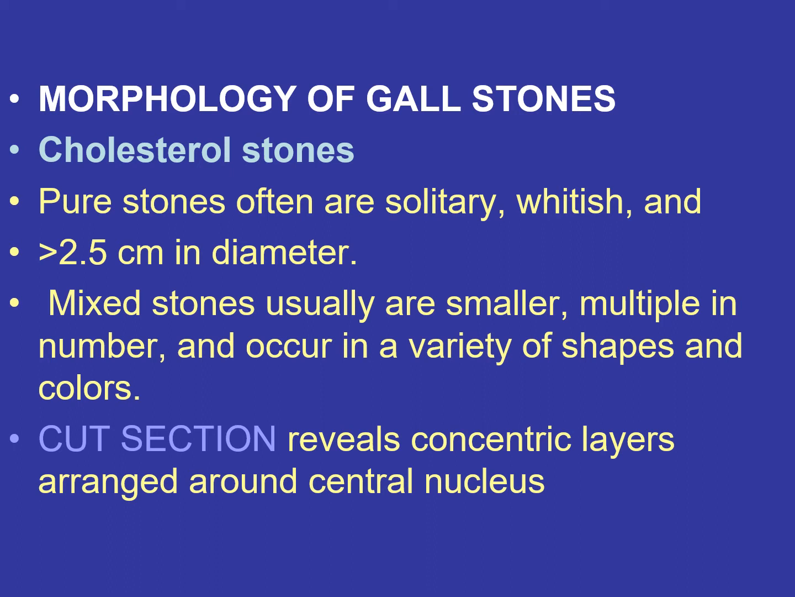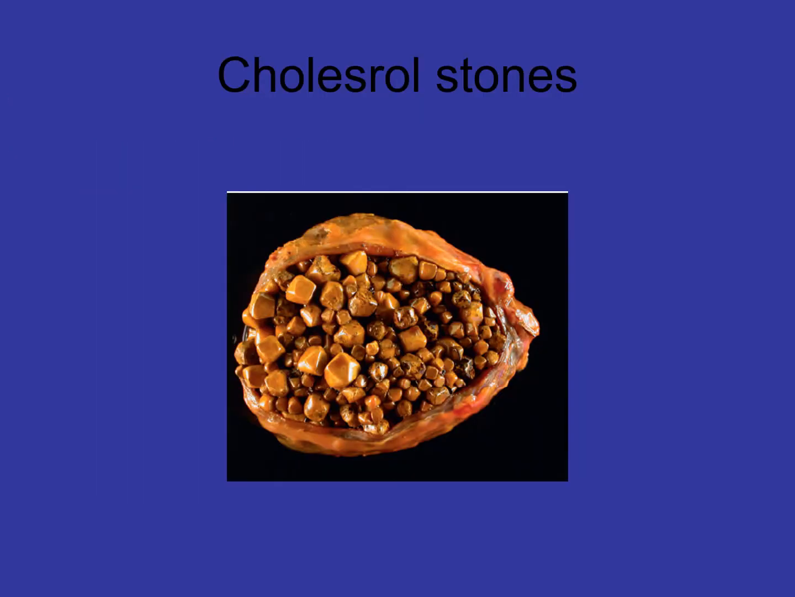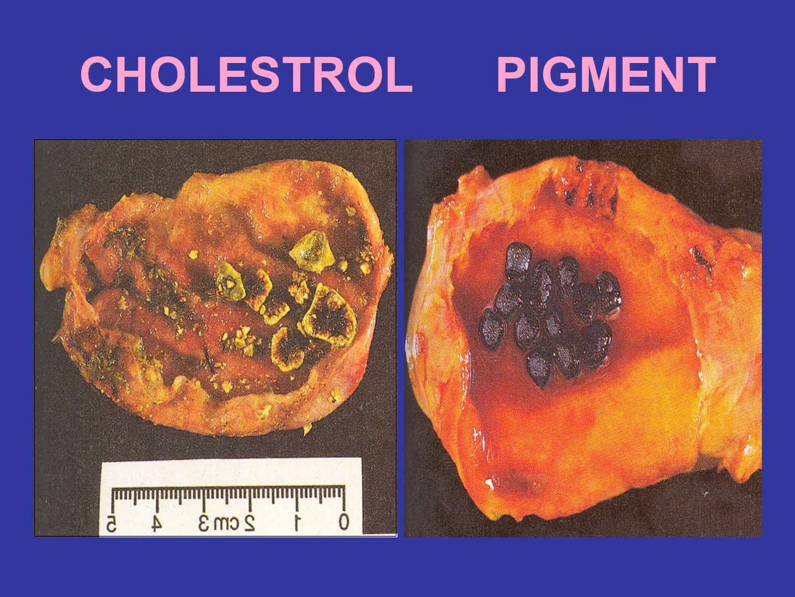Cut section of the pure gallstone reveals concentric layers of cholesterol arranged around the central nucleus. You can see the picture of a cholesterol stone. There are multiple cholesterol stones. The cholesterol and pigment stones are compared there. The pigment stones are black in color, while the cholesterol stones are yellowish in color.